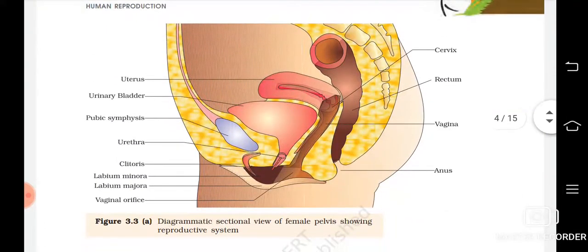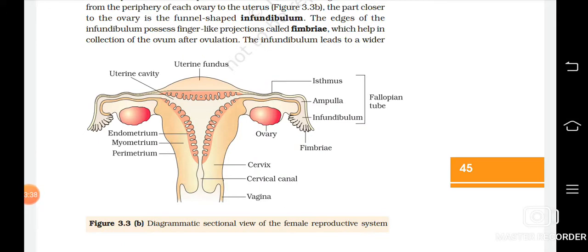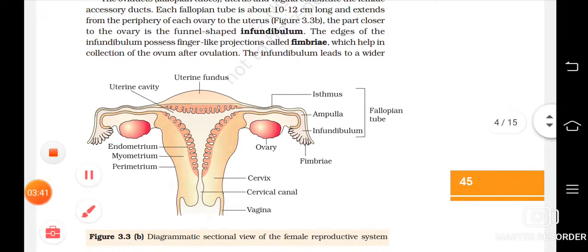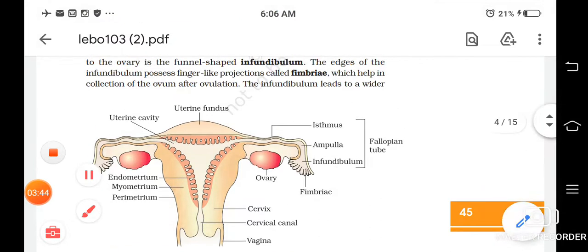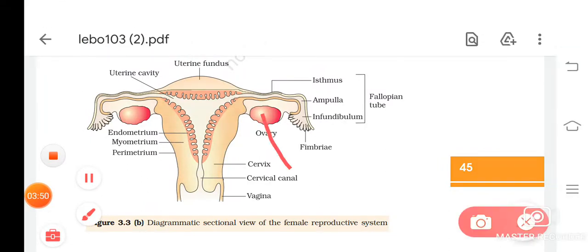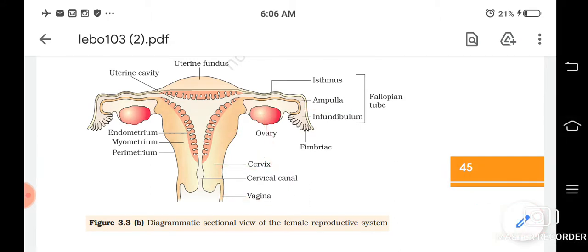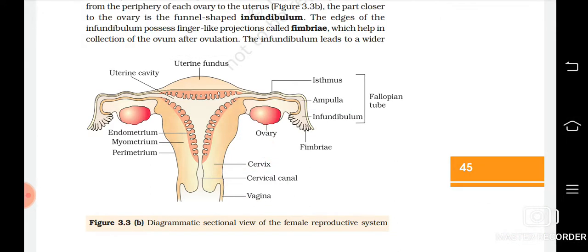So if you see the structure, what all can you see? The uterus. Then you can see the ovary, and then you can also see the oviducts, then uterus, then cervix, then vagina, and the external genitalia. These are the parts of the female reproductive system, and the function of the ovary is to produce the ovum or egg.